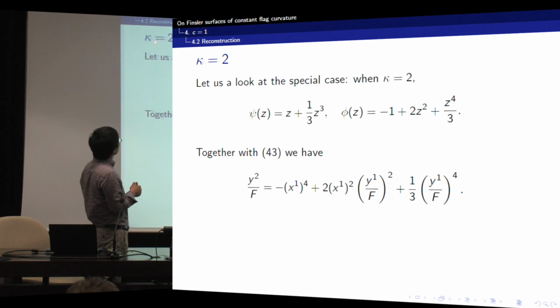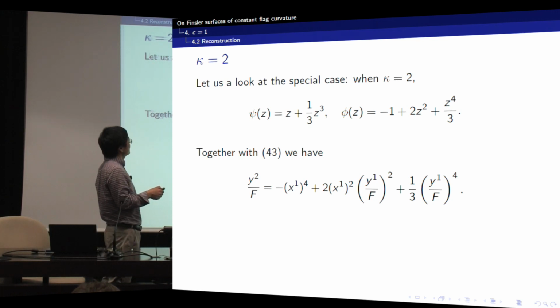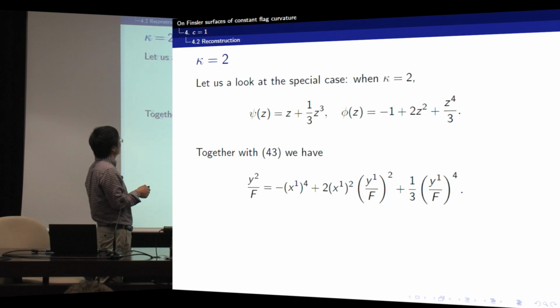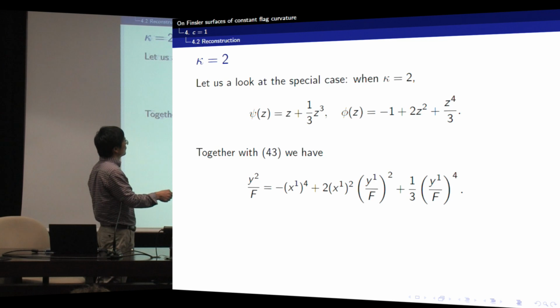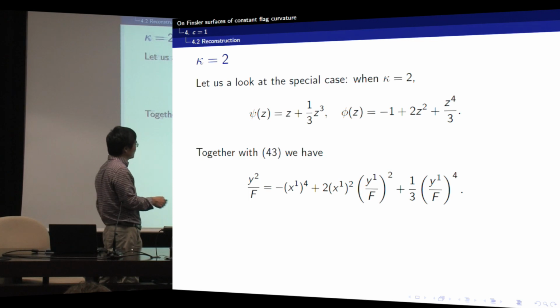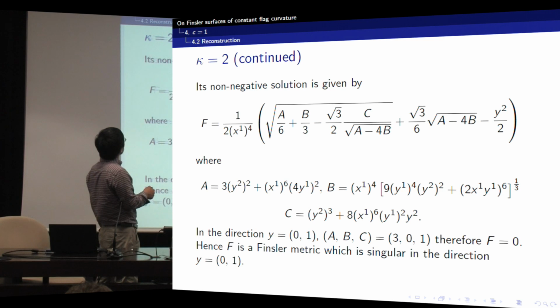Now we discuss the special case when κ equals 2. Then ψ(z) satisfies this formula and φ(z) satisfies this formula. Together with (43), we have y2 over F equal to minus x1 times these terms. Simplifying this equation, we get F equal to this expression.